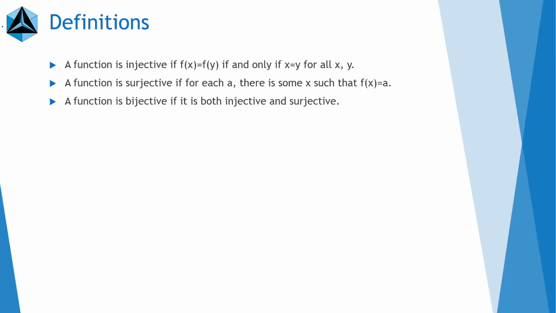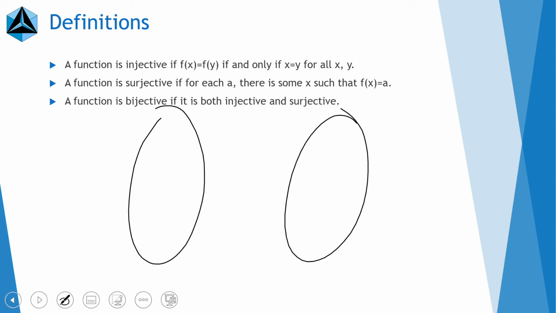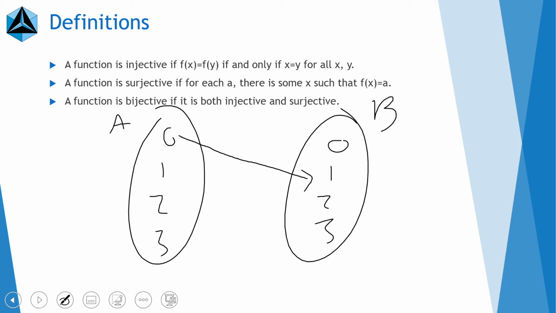An injective function is one where f of x is equal to f of y if and only if x equals y, for all x and y. In other words, this means that it is a one-to-one function. So basically, if you drew one of those charts where you have a set A and a set B, and you have elements 0, 1, 2, 3, 0, 1, 2, 3, right? Let's say you have a function. So let's say maybe 0 maps to 1.